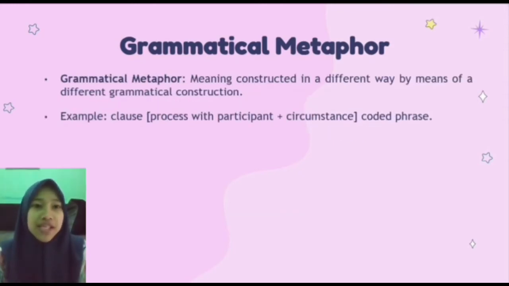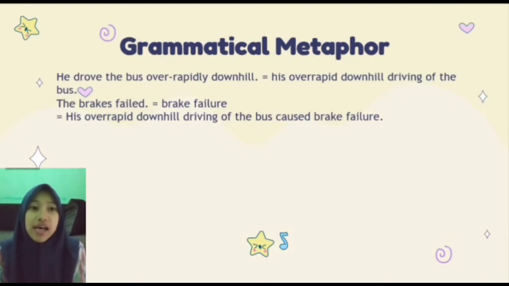And now the definition of grammatical metaphor. Grammatical metaphor is meaning constructed in a different way by means of a different grammatical construction. For example, a clause with process, participant and circumstance becomes a phrase. He drove the bus over rapidly downhill becomes: he's over rapid downhill driving of the bus. The brakes failed becomes: brake failure. So: his over rapid downhill driving of the bus caused brake failure.